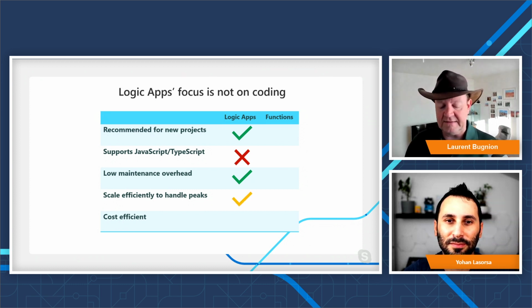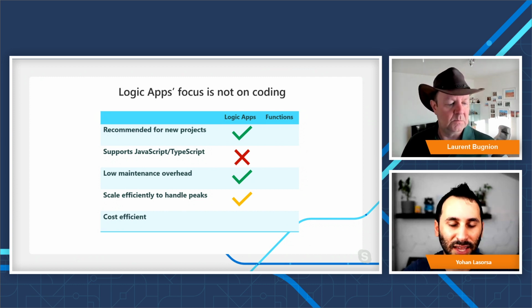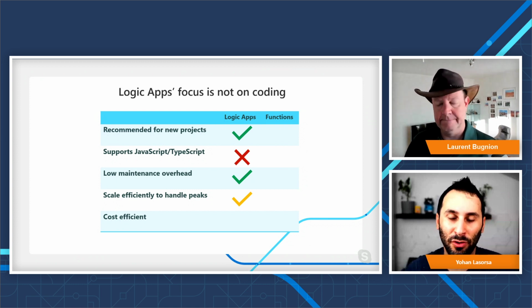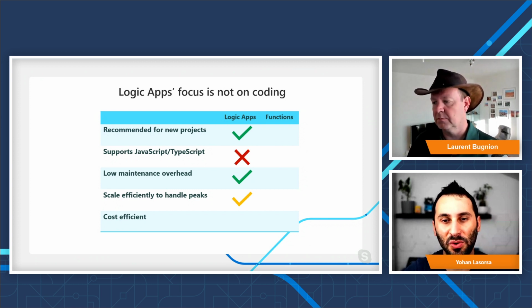I just mentioned it. Is it scaling efficiently to handle peaks? I think we can say yes, but maybe not quite as efficiently as an Azure function application, right? Yes, exactly. Because it's based on built-in components, you don't have this fine control over the code that's running behind. No, this is a great point.